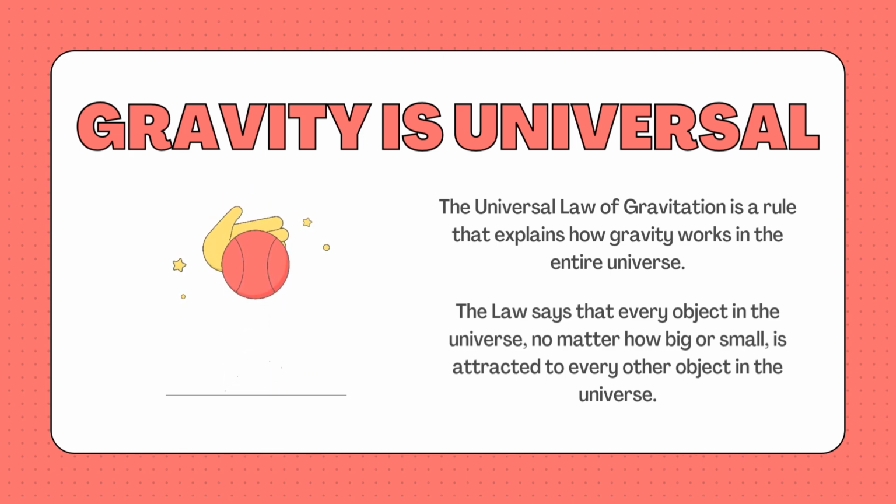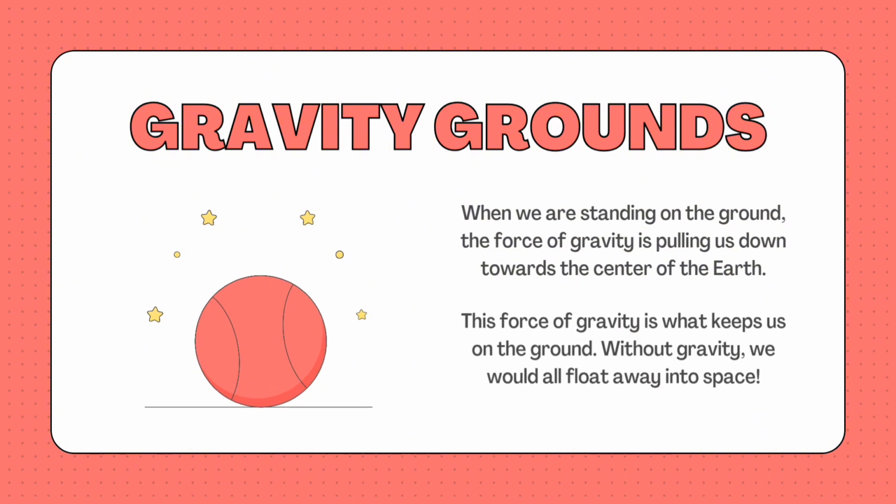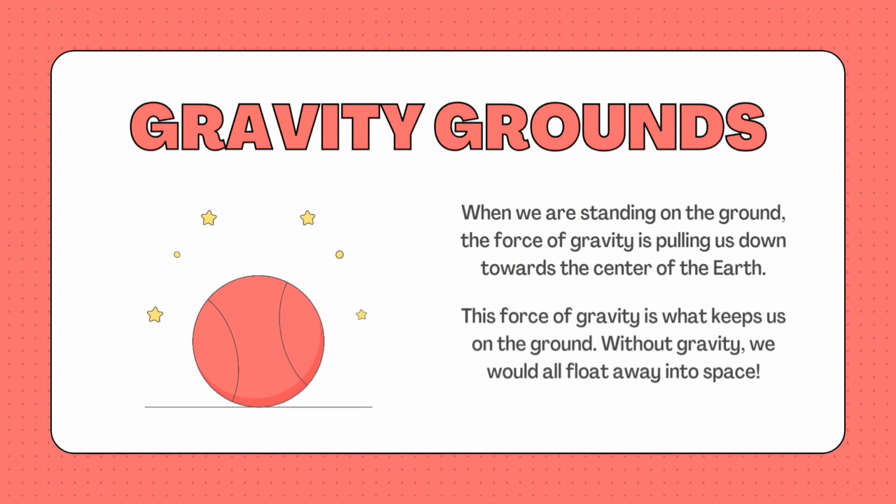Third, gravity is a non-contact force. That means objects don't need to touch to experience gravity. When a ball falls down, the Earth is pulling it even before it touches the ground. And finally, gravity grounds us. Gravity pulls us towards the center of the Earth and keeps us standing on the ground. Without gravity, we'd all be floating around like astronauts. Fun to imagine, but very difficult to attend school.